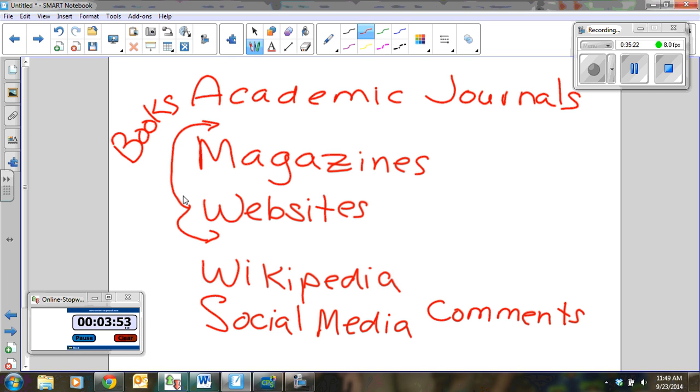Any questions about that? Does that make sense to you, how that kind of works? So when you're looking for information on your paper, think about where you're getting your information from and how you're looking for it. And evaluate those sources and think about where they fall on this sort of continuum.